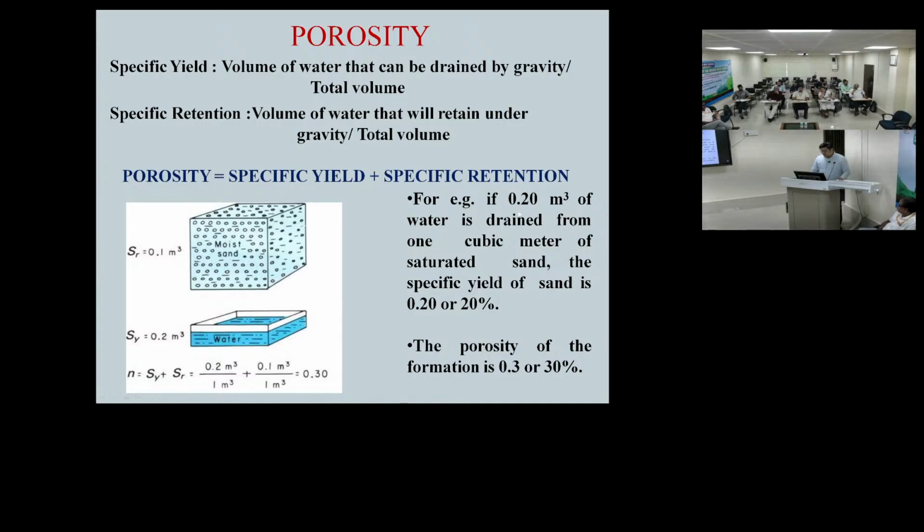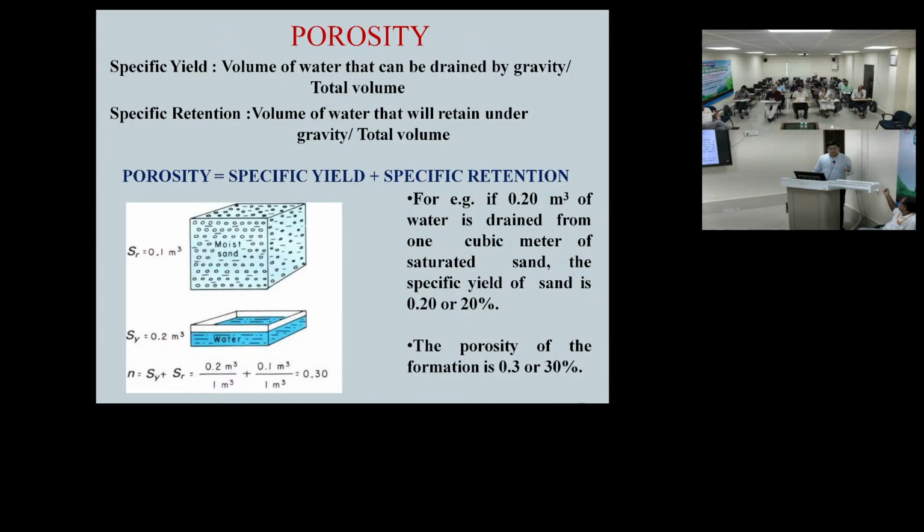Suppose 0.2 cubic meter of water is drained from 1 cubic meter of saturated sand. The specific yield of sand is 0.2 or 20%. Sir might tell you in terms of percentage, 20% for sand. That means in 100 cubic meters, 20 cubic meters drain out, a capacity of 20%, since it is sand and a sandy area. If it is a clay rich area or other area, the specific yield will come down.